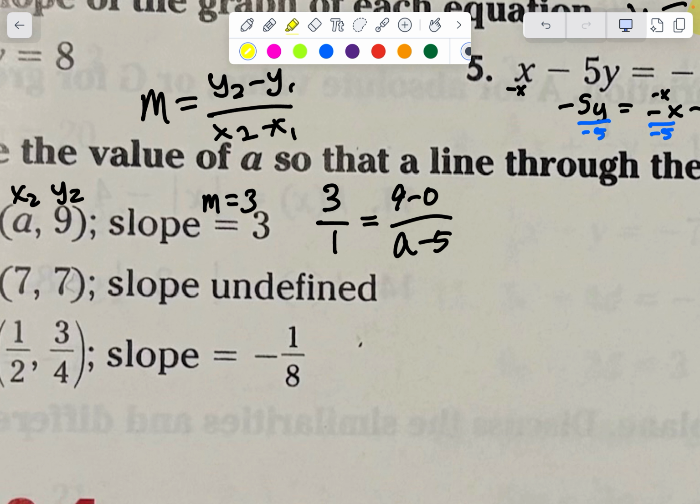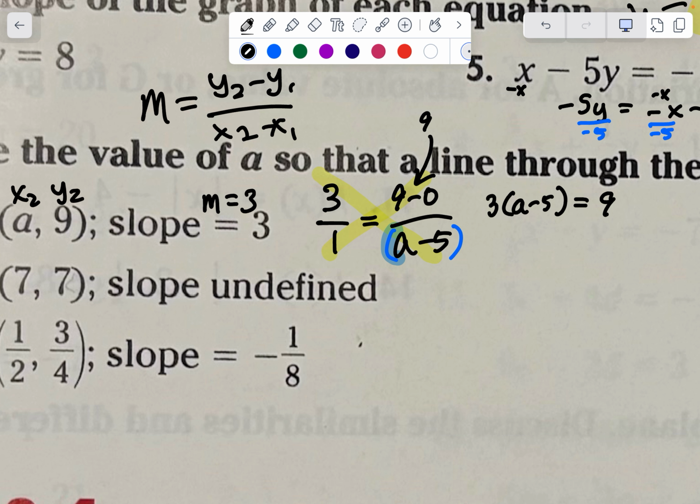Now, to multiply this piece, just put it in parentheses. That's the easiest way to cross multiply that. So that's going to be 3 times a minus 5. 1 times 9, because this right here is 9. 1 times 9 is 9. So if you want to do some of those pieces in your head, you go for it, okay?